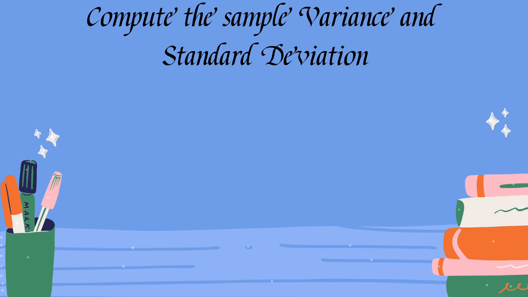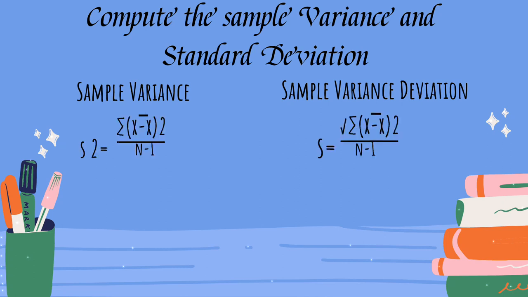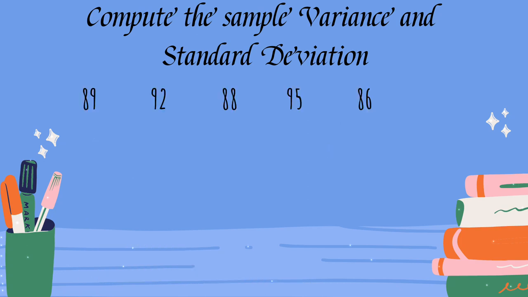To compute the sample variance and standard deviation, here's the formula. S squared is equal to the summation of x minus x bar, squared, over n minus 1, where x is the given data, x bar is the sample mean, and n is the number of elements in the sample. These are the 5 we got in the random selection, and our sample mean is 90.